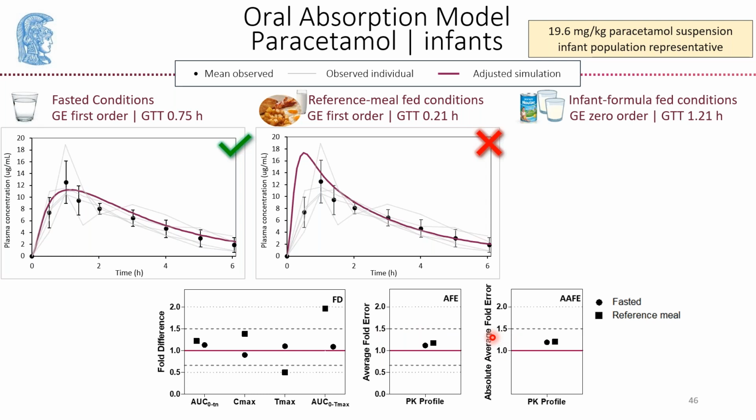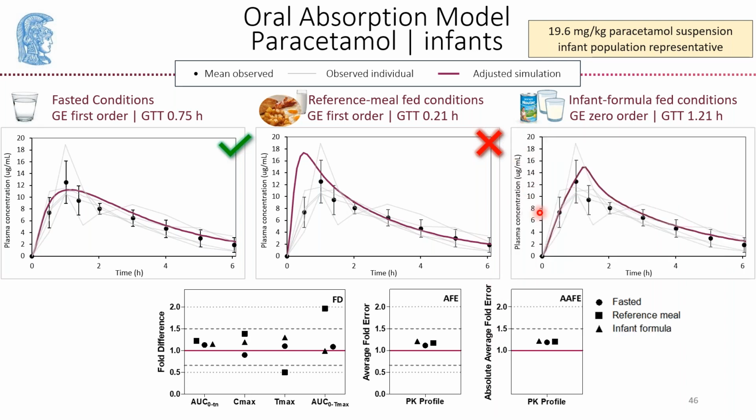Looking into our third condition, which is the infant formula fed conditions. Here we applied zero order gastric emptying and the scaled gastric transit time from adults. And as indicated by the purple line, we can see the profile shape is in line with the observed data. And if we look at our evaluation parameters for the model, we can see with the triangles that the fold differences were always quite close to unity. The same applies for the AFE and for the AAFE values.